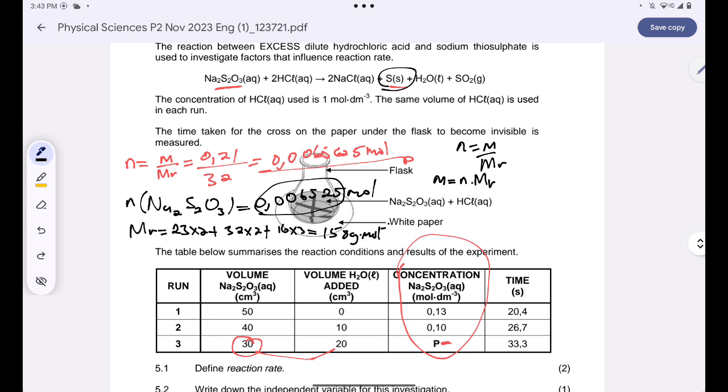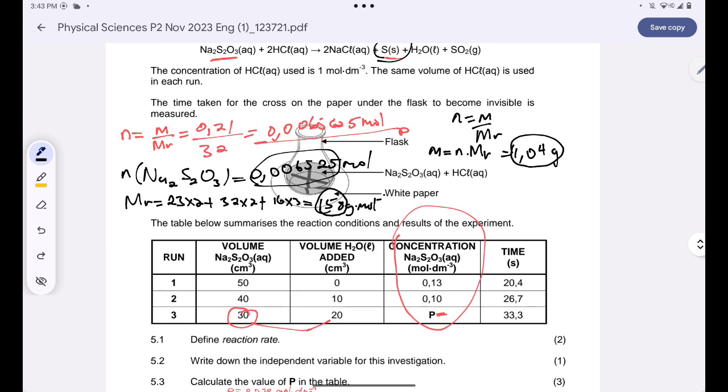So for me to find the mass of the sodium thiosulfate which was used, I just need to take 158, which is my molar mass, multiplied by the number of moles, which is 0.0065625. I'll simply get my mass to be 1.04 grams altogether. So this was the mass which was used to form sulfur.